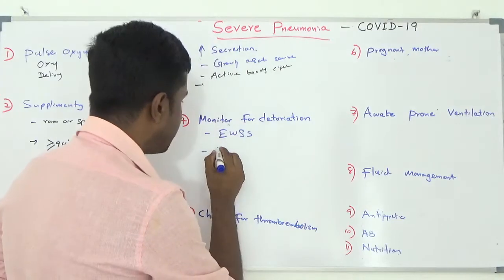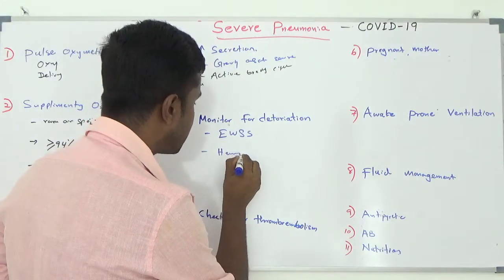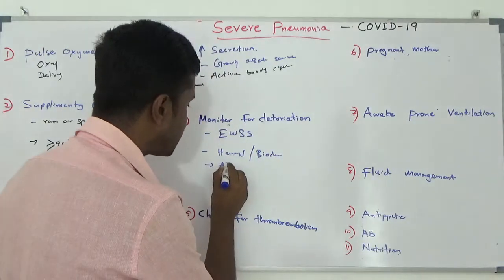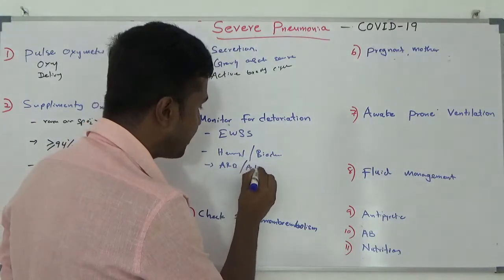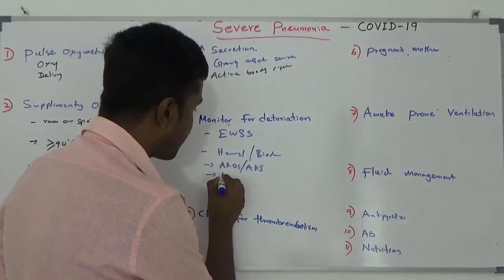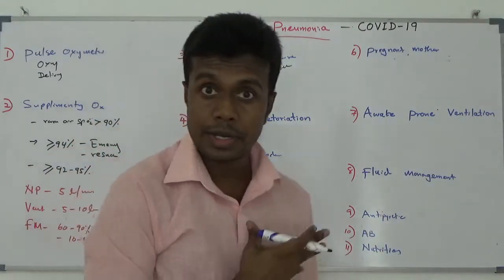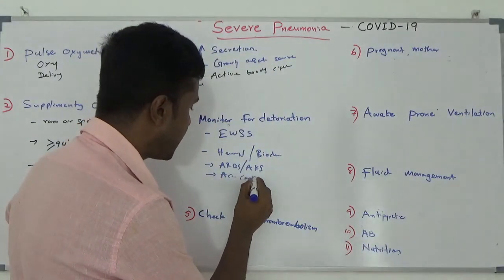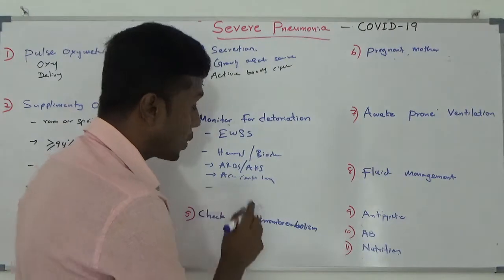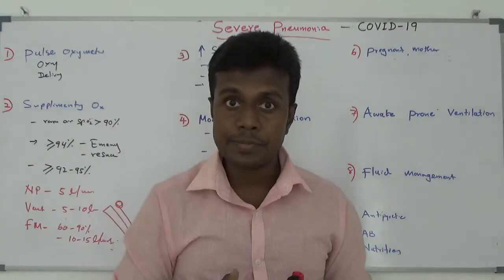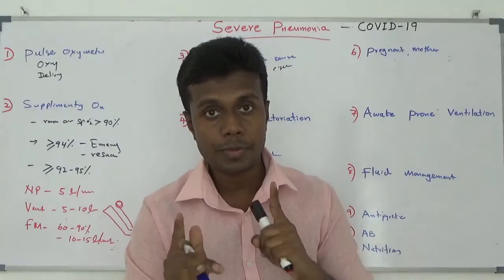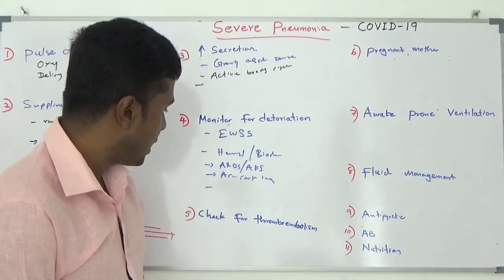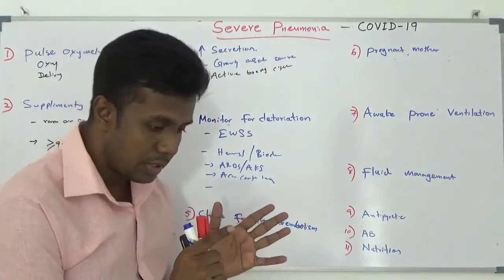You have to measure hematological parameters and biochemical parameters, check for ARDS, check for AKI, check for acute cardiac injury, either MI or myocarditis. So you have to carefully assess individual organ function if your patient has severe COVID-19. That is number 4.